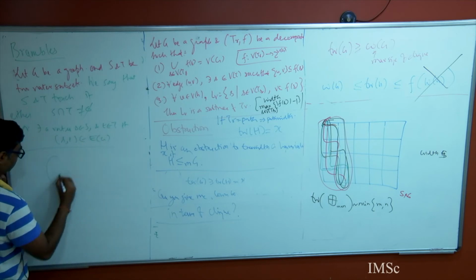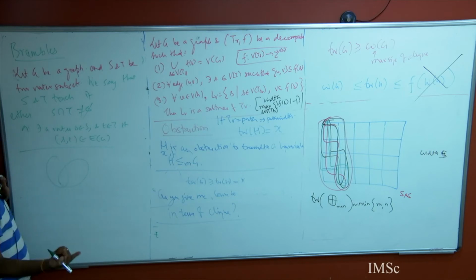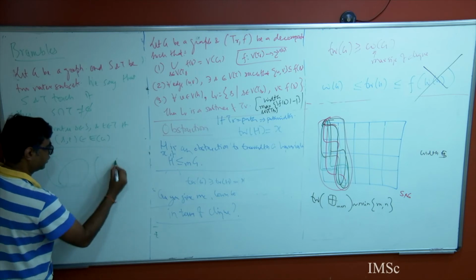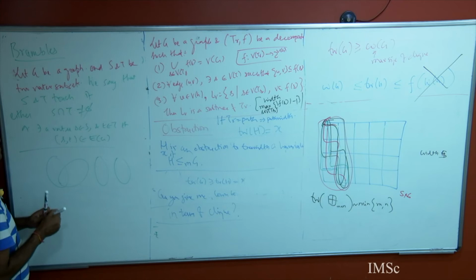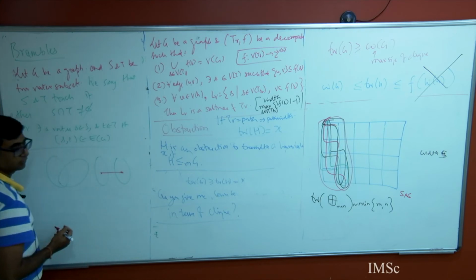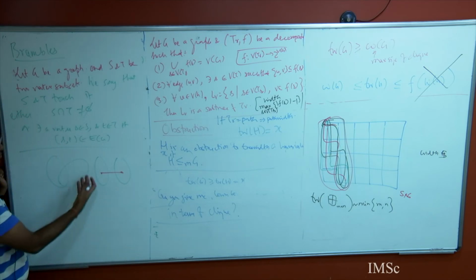So here is a set. If they intersect, I say they touch. Suppose they do not intersect, but they have an edge between them, then I also say that they touch.